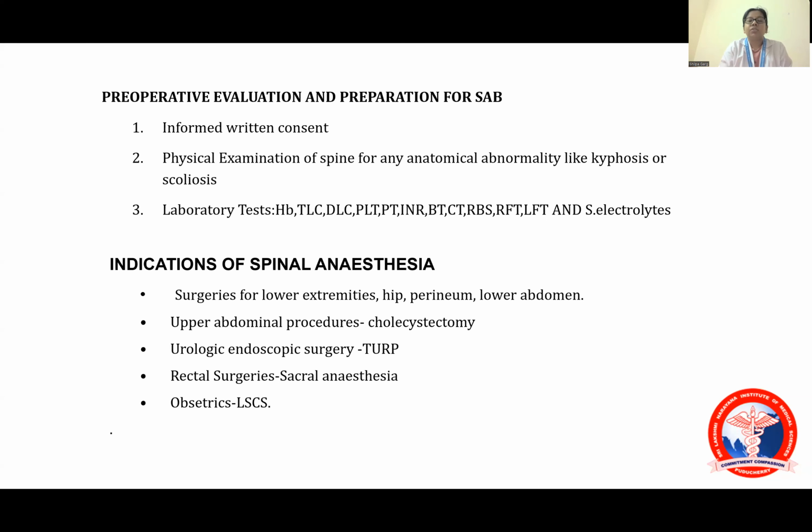What are the indications of spinal anesthesia? Where is spinal anesthesia used? Surgeries for lower extremities, hip, perineum, lower abdomen, upper abdominal procedures like cholecystectomy, urological endoscopic surgeries like TURP, rectal surgeries, and sacral anesthesia are used very commonly. And in obstetrics, in lower segment cesarean section, spinal anesthesia is the mode of choice of anesthesia.